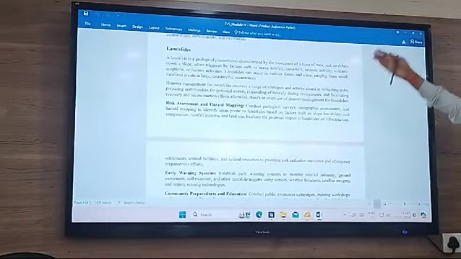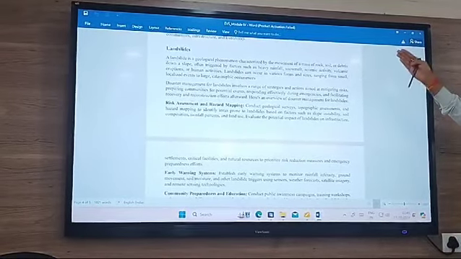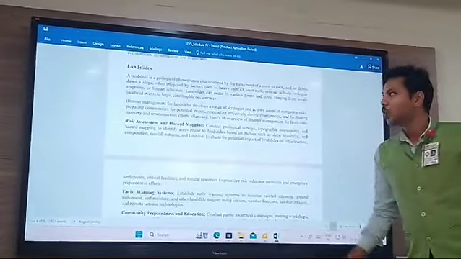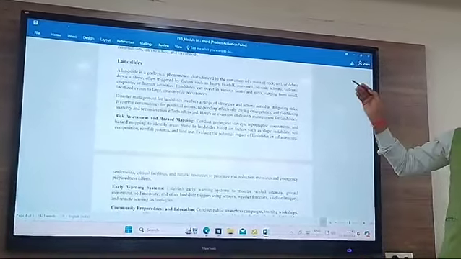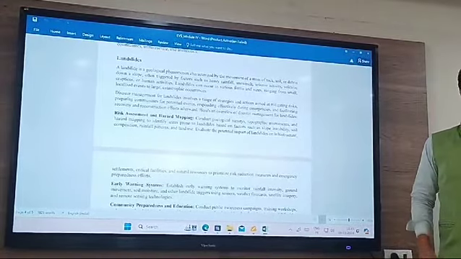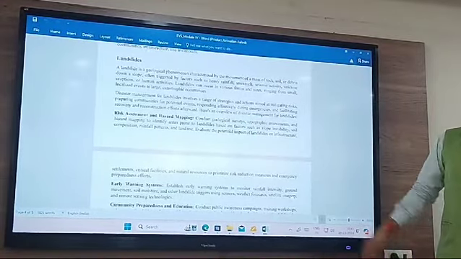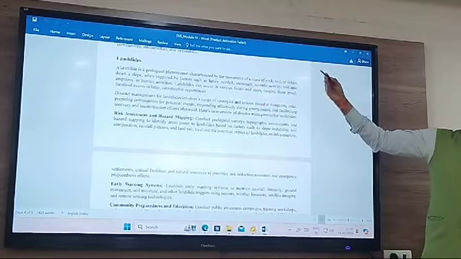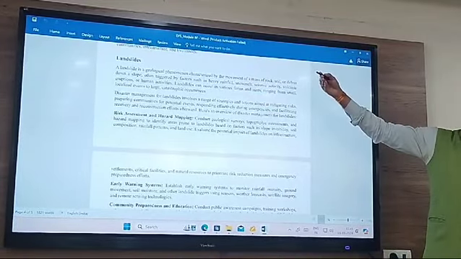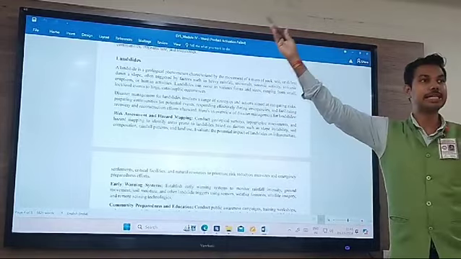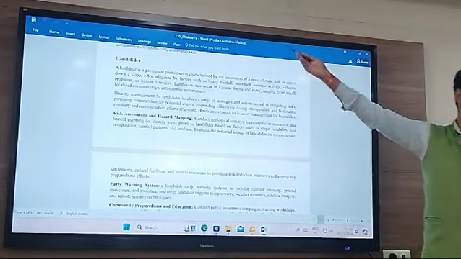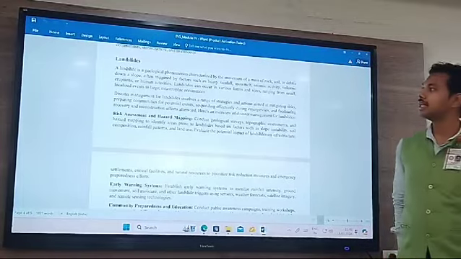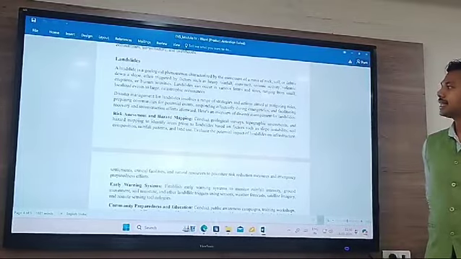Two. Let us talk about the last disaster that we have in our syllabus, that is landslide. Well, it is a geological phenomenon characterized by movement of a mass of rocks. The mass of rocks slides and glides from the mountain or from a sloping area. As a result, it causes landslides.